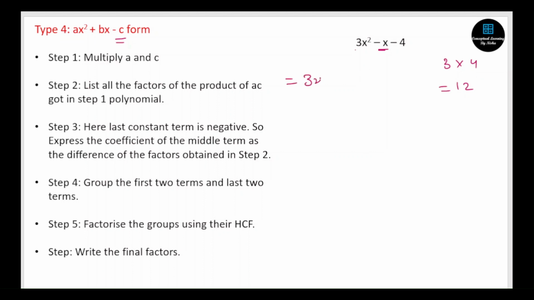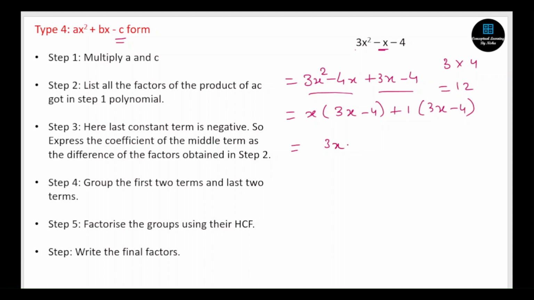So we can split this as 3x square minus 4x plus 3x minus 4. Okay. Now factorize this, grouping and factorizing. The common factor is just x here. I'll write 3x minus 4, plus 1 common and 3x minus 4. So what do we get? 3x minus 4, x plus 1. So these are the factors.